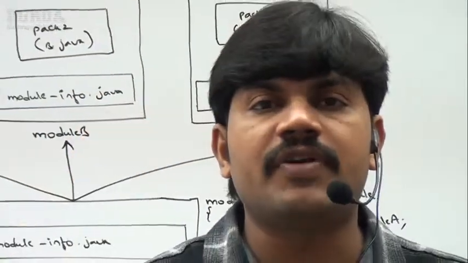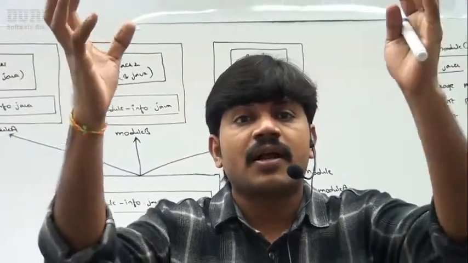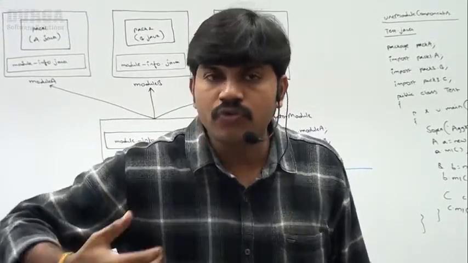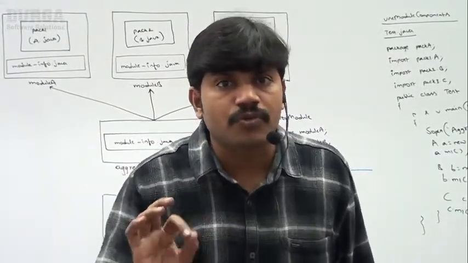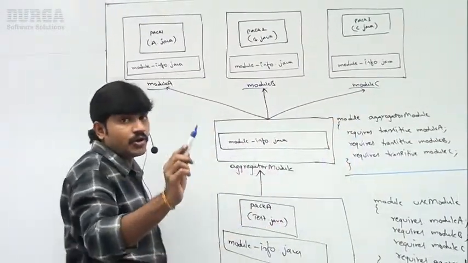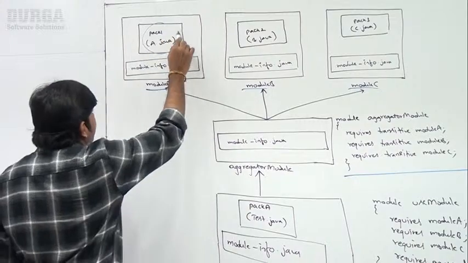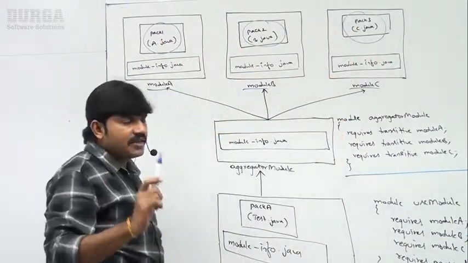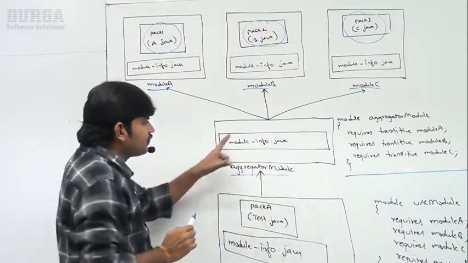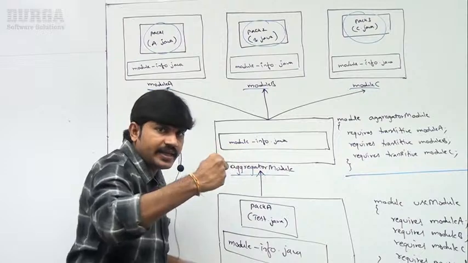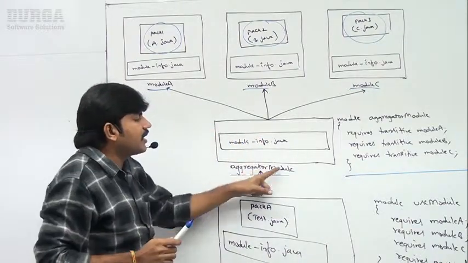Clear, right? Sir, total how many modules are available? 5 modules are available. 3 general modules, combined 3 modules' functionality into the aggregator module. Next, use that aggregator module from the use module. Observe that here 3 modules are available, sir: module A, module B, module C. Module A contains pack1 a.java, module B contains pack2 b.java, module C contains pack3 c.java, right? Here I'm writing the aggregator module. These 3 modules' functionality is aggregated into a single module, the aggregator module, right?